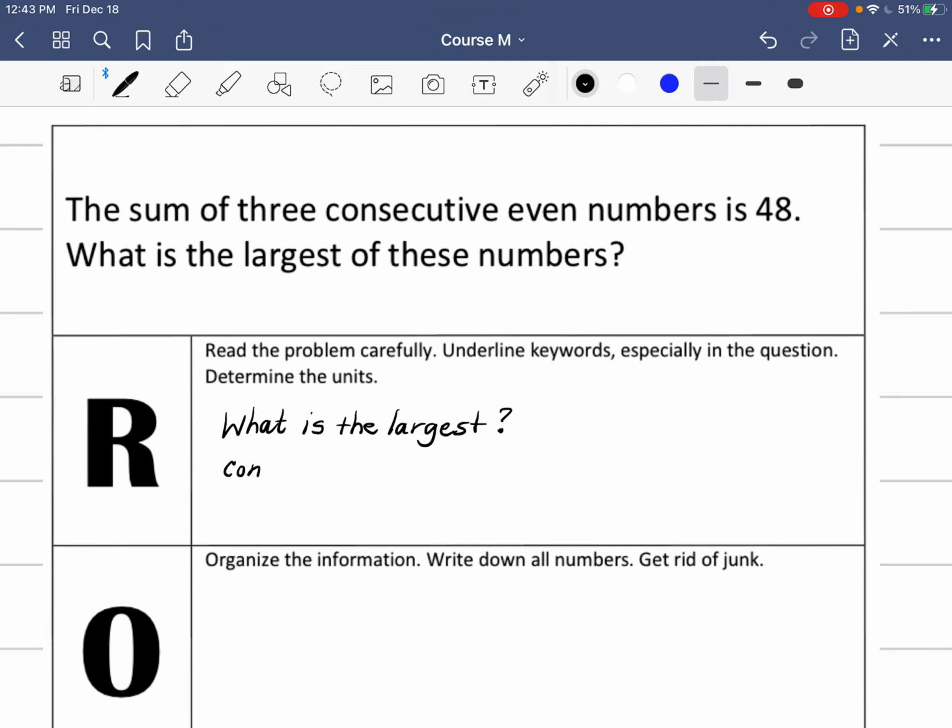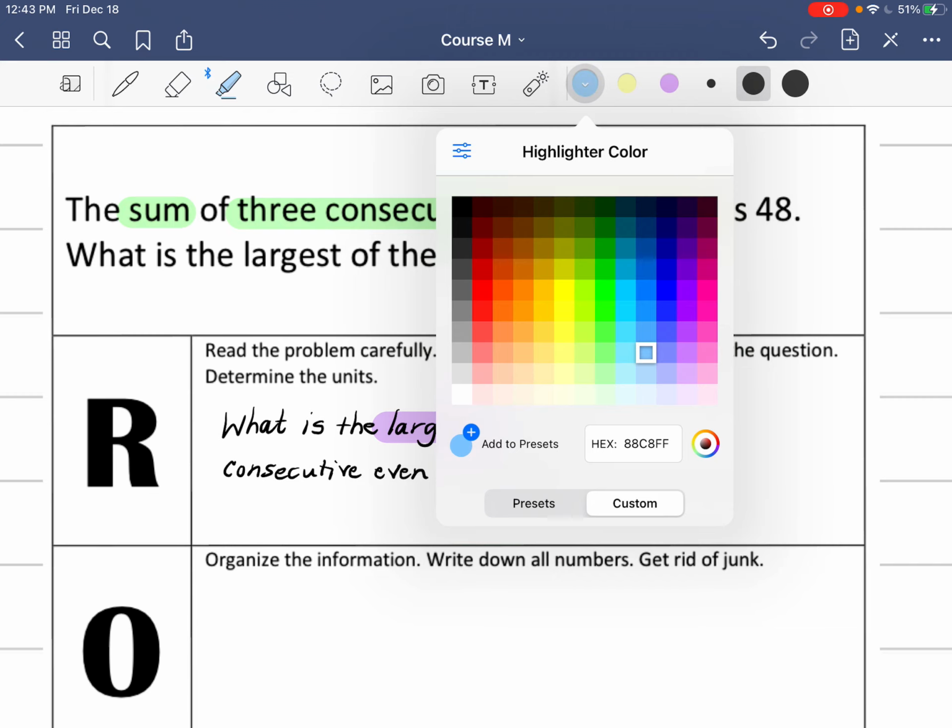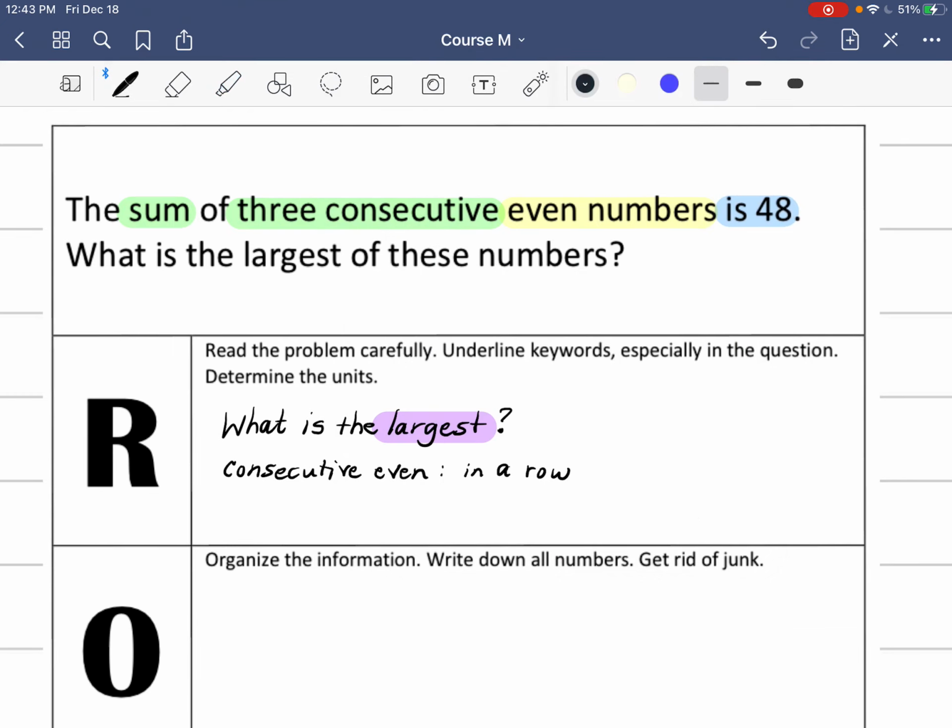And also we need to note the word consecutive, but it's not just consecutive, it's consecutive even. So that would be 0, 2, 4, 6, 8, anything ending in those numbers. So these are even numbers in a row. The unit will be the largest one. We have the word sum, three consecutive even numbers, and then we have the term is 48. So there's the equals.